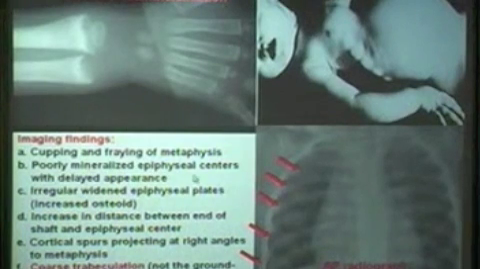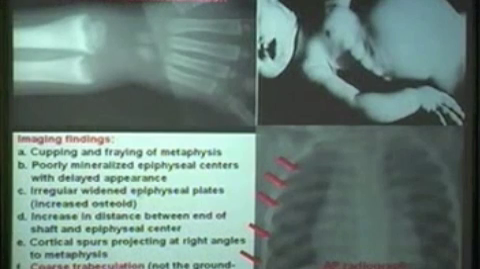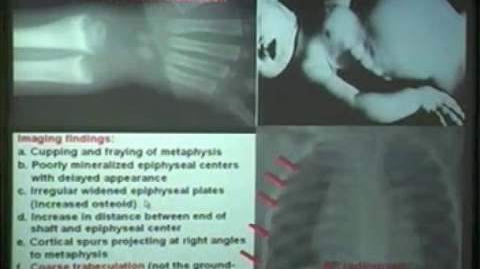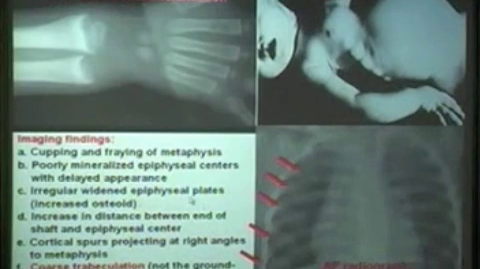Poorly mineralized epiphyseal center. That makes sense. Why? Because you don't have the calcium and phosphate. Don't memorize this. Take a look at this. It should be able to explain what's going on. Irregular widened epiphyseal plates. We'll see this in a second. What's the epiphyseal plate also known as? The metaphysis. Is there cartilage? Yes, there's cartilage there. Increase in distance between the end of the shaft.